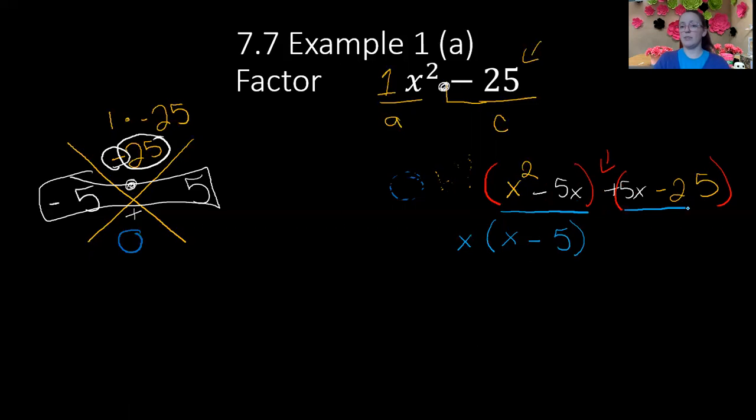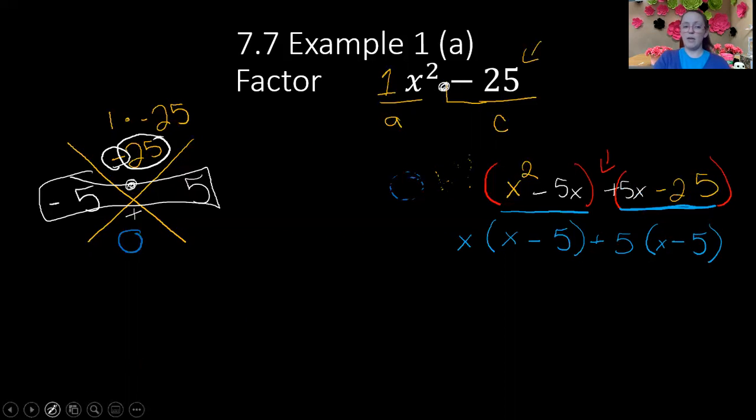So now we're going to take a look at this pair over here. What is the greatest common factor between a positive 5 and a negative 25? Bring on our plus, and that's going to be a 5. So if I take 5 out of 5x, I'm left with just x. If I take 5 out of negative 25, I'm left with minus 5.